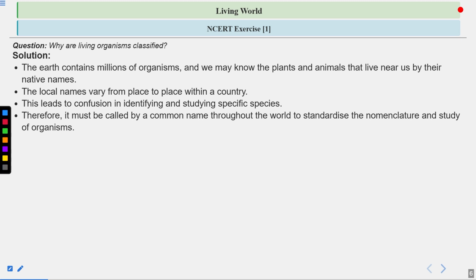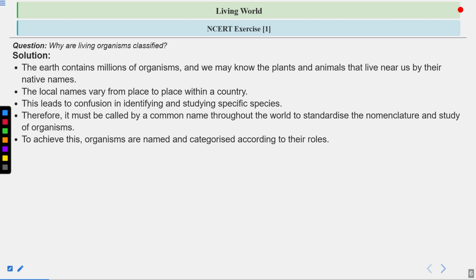Therefore, each organism should be known by a single name. So by that name, that organism should be known throughout the world. So there is a need to standardize the naming of the organism. Now to achieve this, organisms are named and characterized according to their roles. So what role they play in the ecosystem or in nature.